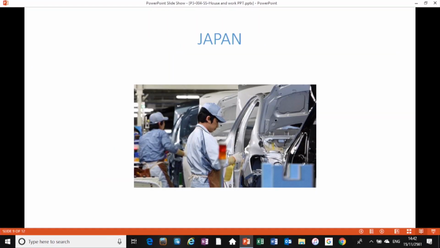Japan. What are the men making? Can you see what they're making? Cars. Japan has a huge car industry. They make millions of cars every year in Japan.